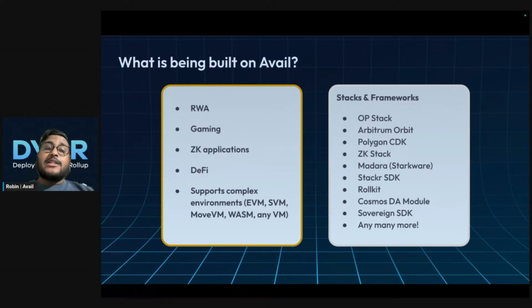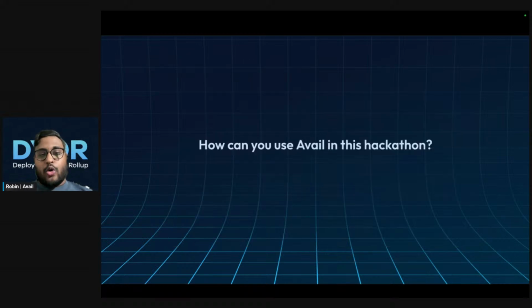So if you just want to deploy, and you don't want to go through a lot of hassle of having an entire EVM, you can just deploy a Stacker SDK rollup. That means you just use JavaScript, and using JavaScript, you just have to define the business logic, or the logic of the state transition functions, and you can have your own micro rollup, is what they call it. And then Rollkit and Cosmos DA module are for building Cosmos based chains, and Sovereign SDK is to build your own sovereign chain. So these are some of the stacks and frameworks that we support.